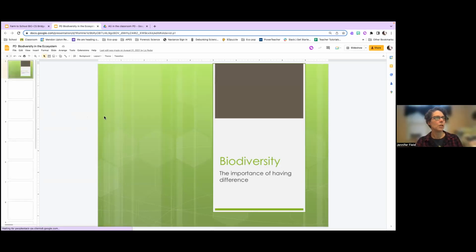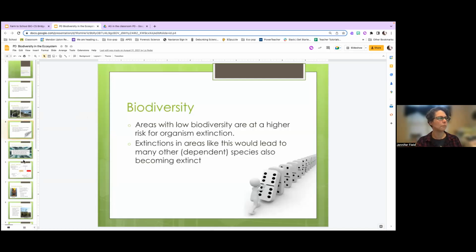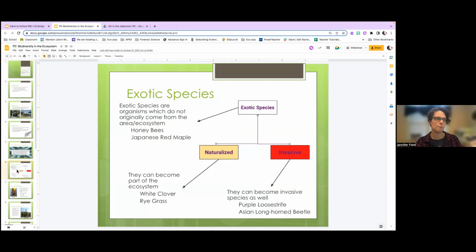But the important thing about these slide decks too is that they do hit Massachusetts biology standards. So if you are a biology teacher or teaching biology to a student at your house, these are right on the mark for these different standards. So you can go right through these slides and look at how biodiversity impacts our ecosystem.